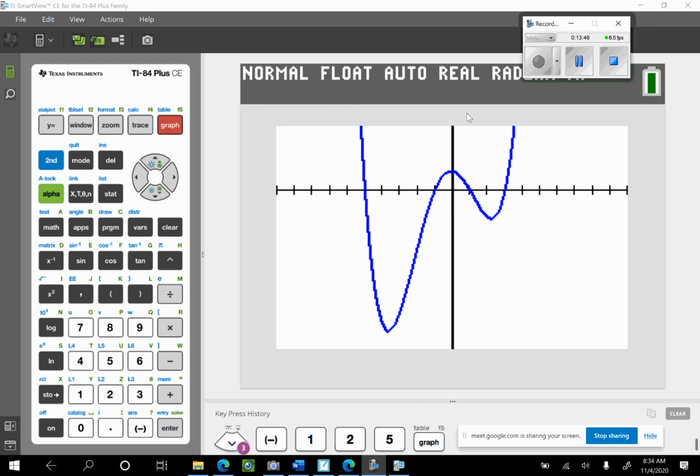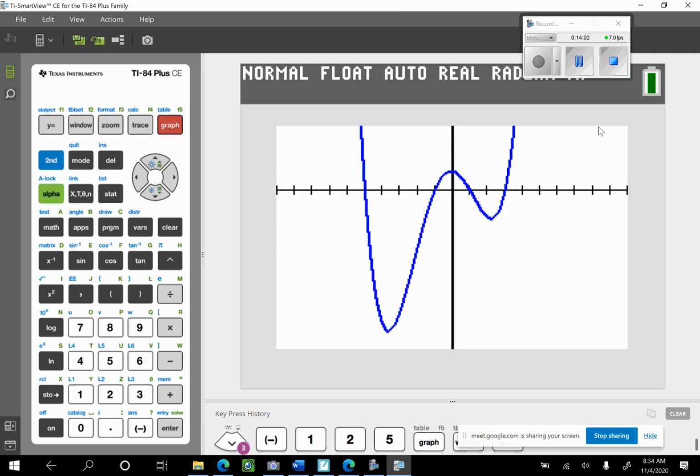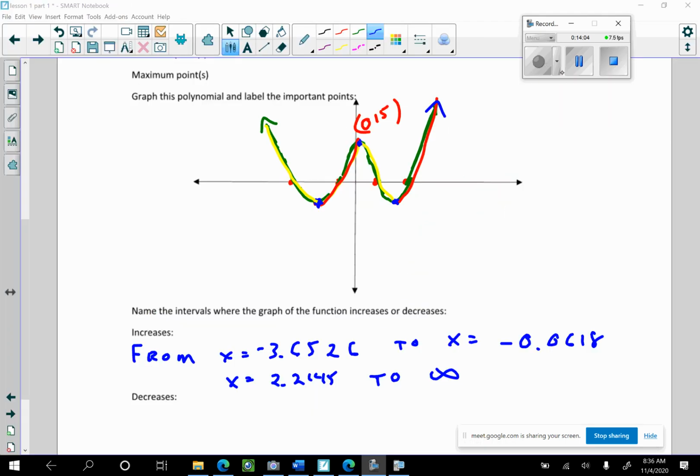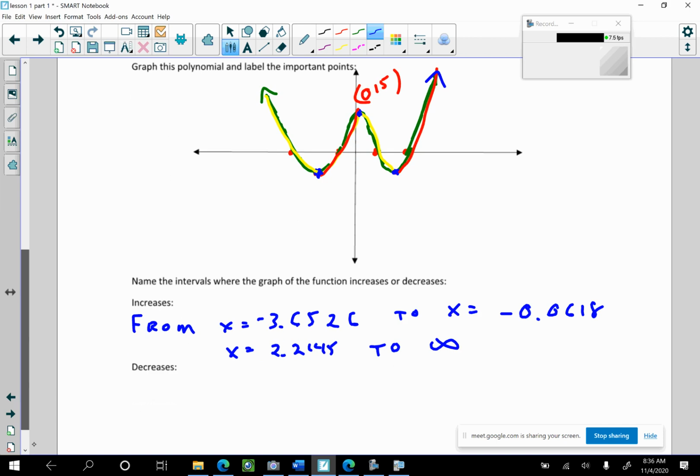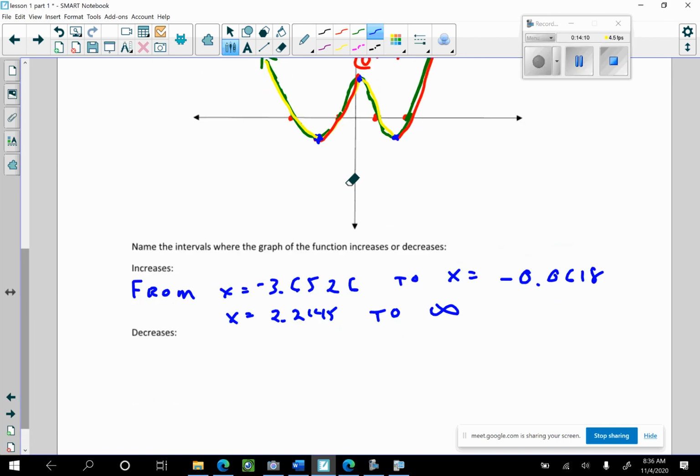Here's a nice sketch of the graph, and we can see that it does indeed start positive, then mins, maxes, mins, and ends positive. Our window is set at negative 10 to 10, negative 125 to 50. And we're going to find this new min. Using the max and mins, I didn't label my graphs. I could if I wanted to. I have them written down here.